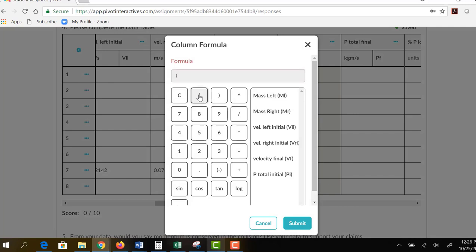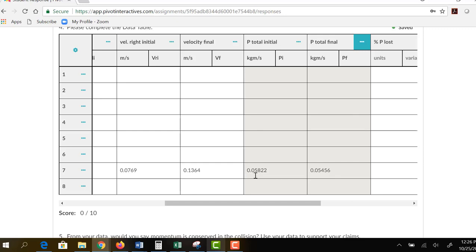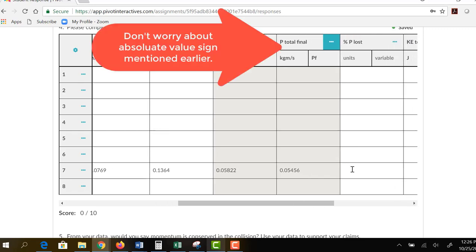Change column formula. So this is the total mass. Let me do it like this. Parenthesis, mass left plus mass right, close parenthesis, and then times their final common speed, so final velocity. Okay, mass left plus mass right times their common final speed. Submit. Oh, okay, so we did lose a little bit, but not much really. So this was the initial momentum, 0.05822. Here's the final momentum, 0.05456.